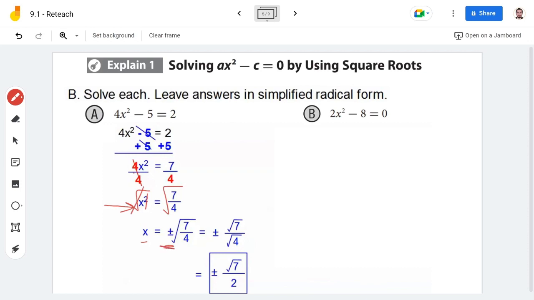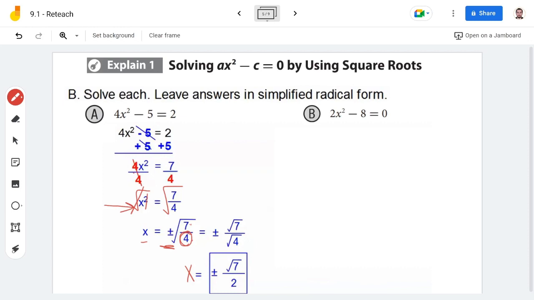Can we simplify one of these, numerator and denominator? Yes, I can simplify 4. And because I can simplify one of them, I have to split the square root and simplify the denominator. So as we can see here, square root of 7 over square root of 4. The square root of 4 is 2, so x is equal to positive or negative square root of 7 over 2.